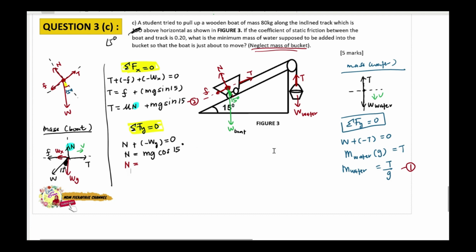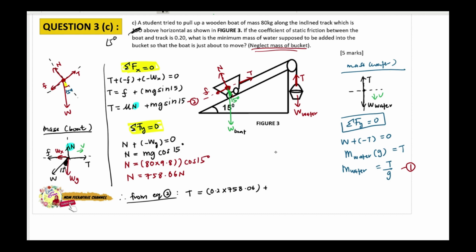Okay, the mass of the boat is 8T times 9.81. Okay, cos 15 degree. So, N dekat situ saya akan dapat 758.06 Newton. Boleh? So, from here, okay, we can write therefore tension, okay, from equation number 2, we can get tension is equal to mu N. Mu dia dah bagi dah. 0.2. Darab dengan N. Okay. Plus mg sin 15 degree. Okay. So daripada sini you akan dapat tension which is 354.73 Newton. Boleh? Dah dapat ni, selesaikan je lah kat sini.